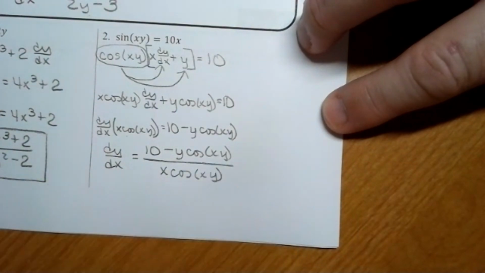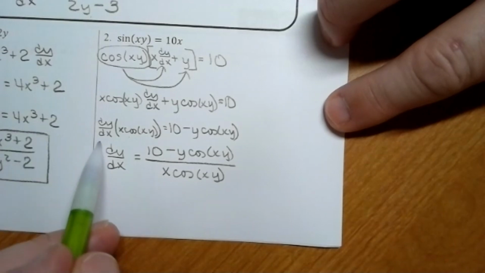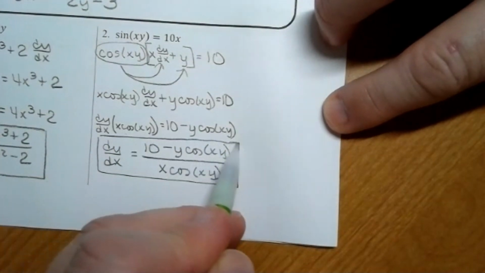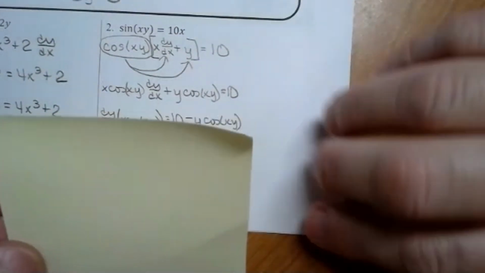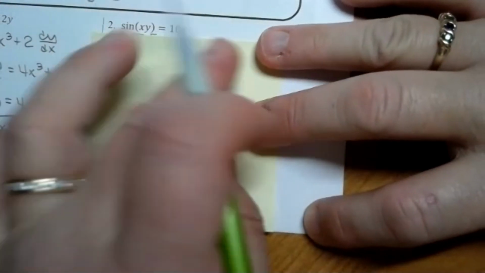cosine of xy. Okay, now I could do some trig algebra here to simplify this, but most of the time you're probably going to be able to just leave your answer right there. Okay, but now let me show you another little tricky way to do this same problem.